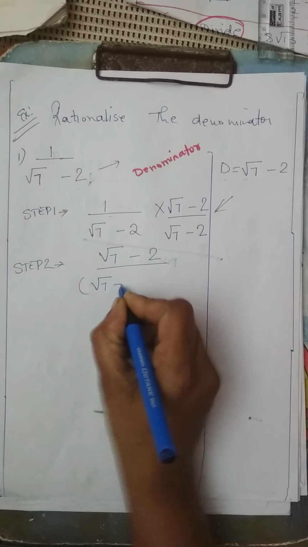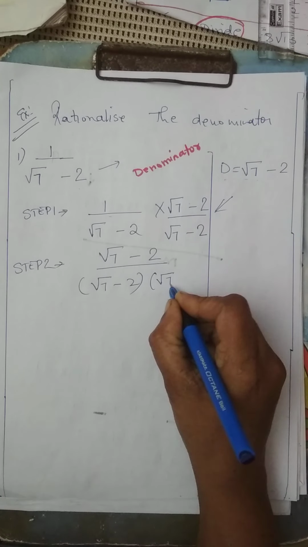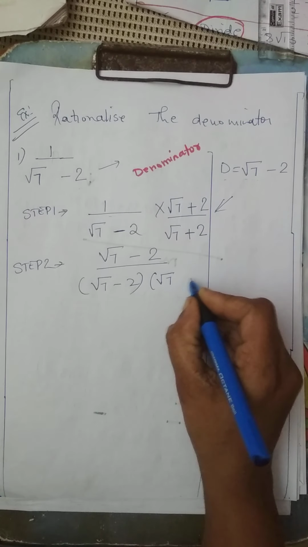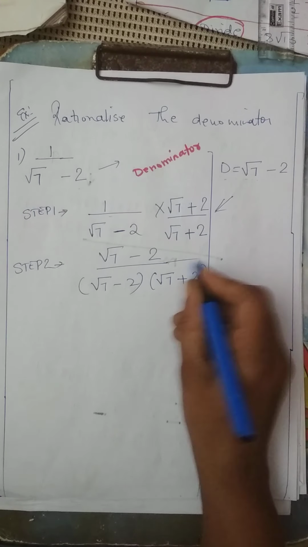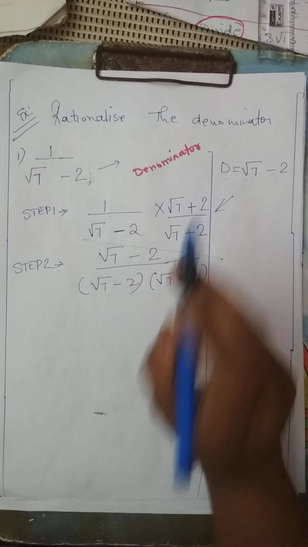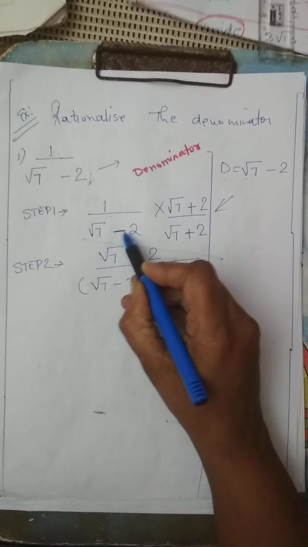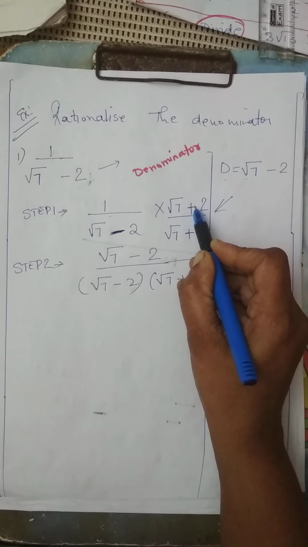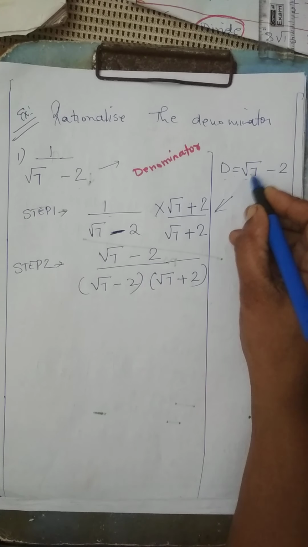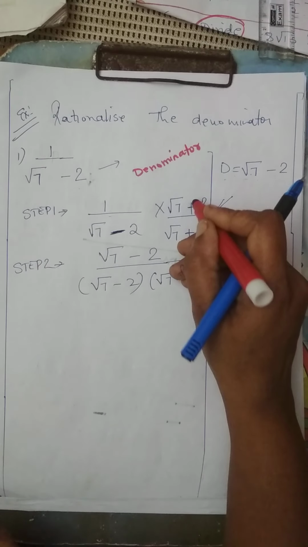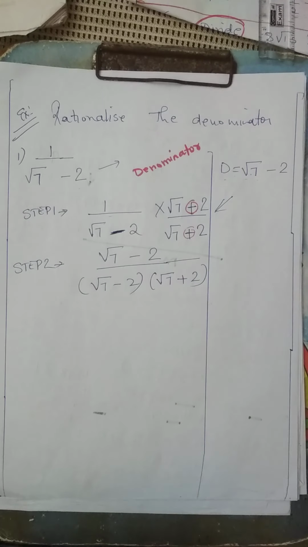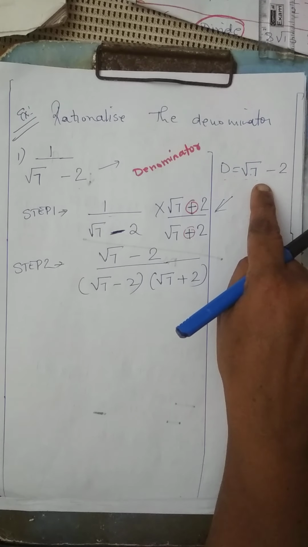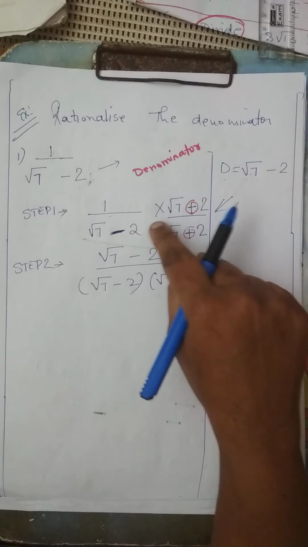Now look at this carefully. If there is a minus here, we have to put a plus sign here. Okay. I'll repeat that. I forgot to tell you this. That very, very important thing is, whatever sign is here, the opposite will be here. So this is the denominator. So when you are multiplying, we are putting the opposite sign. Very important. Again, this is the denominator.